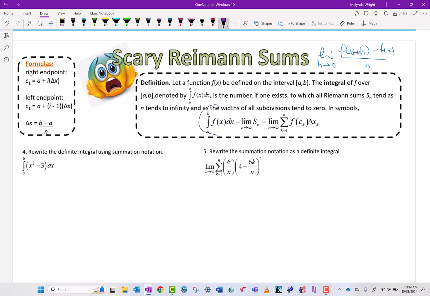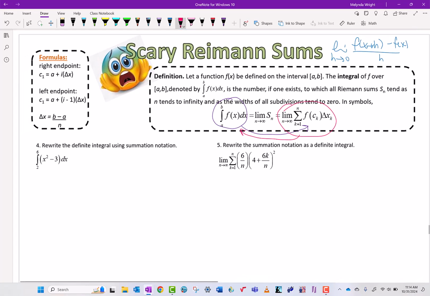What we are going to have to do is be able to go back and forth. I need to be able to go from this form to this form, and I also need to be able to go from this form to this form. That's what I'm going to teach you how to do. That's all you will be expected to do, okay? Just go back and forth. So let's do one of each. We're going to go from this integral to the definition, the limit of the summation, and then we're going to go from the limit of the summation to the integral.